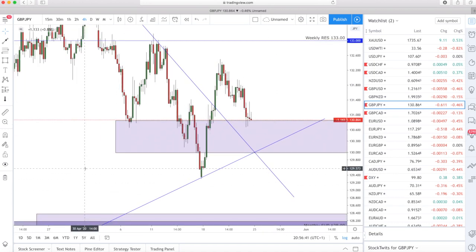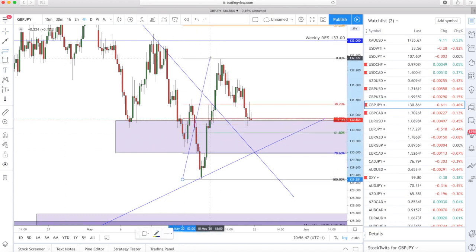But you can see, quite similar to cable, you've got this inverse head and shoulders, left shoulder, head, right shoulder. Just see what Fibonacci lines up.